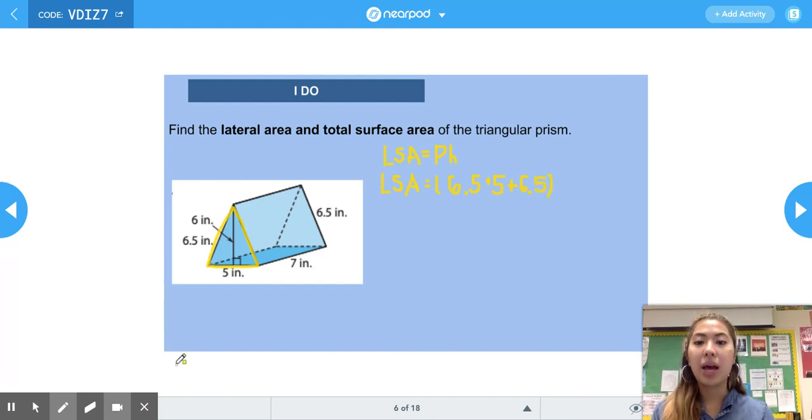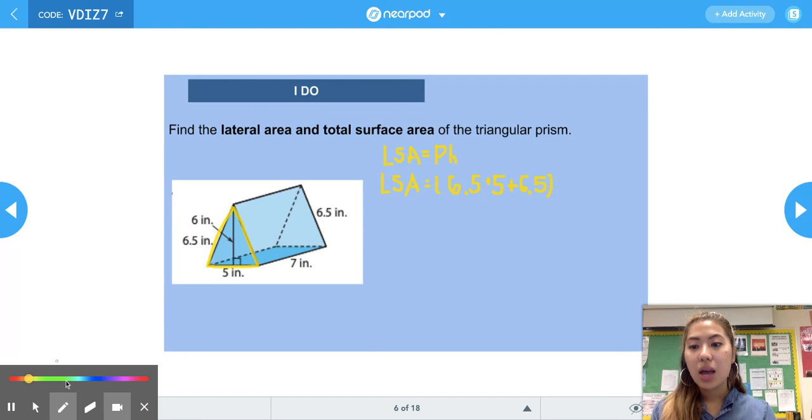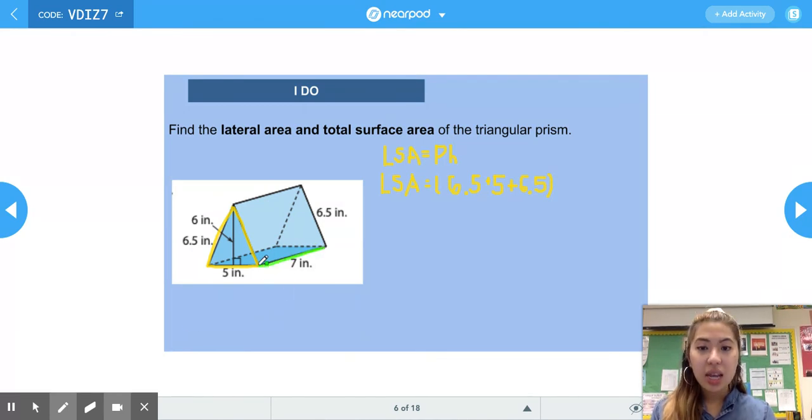Now we have to multiply the perimeter of the base by the height of the shape. So in this case, the height is this length right here. The height of the prism is 7.